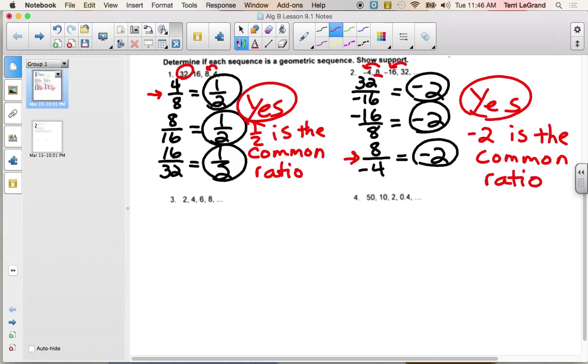Notice what's happening. Every other one is negative. Every other one is positive. We need the next one to be negative, and we also need its absolute value to be bigger, don't we? So I think we have a good common ratio. Okay, any other questions before we move on?